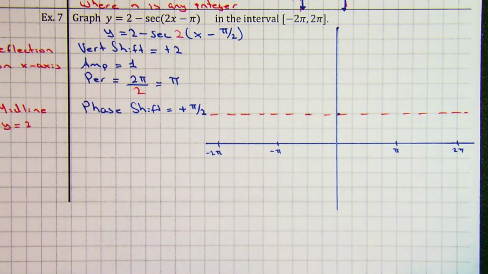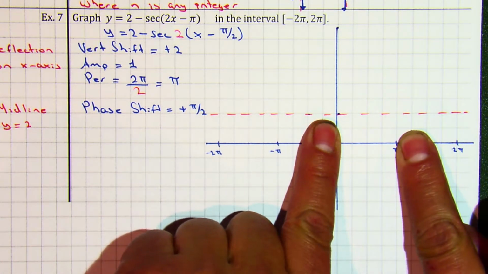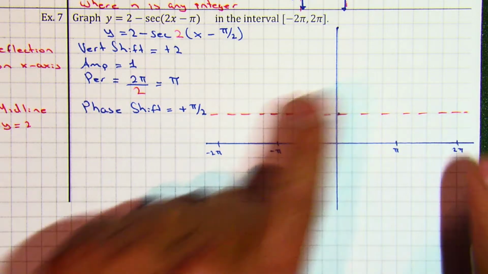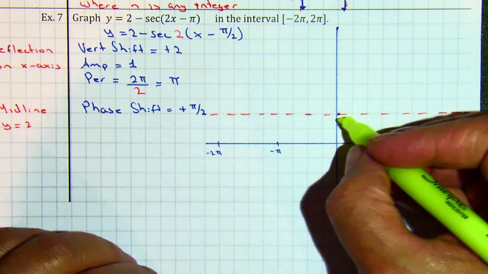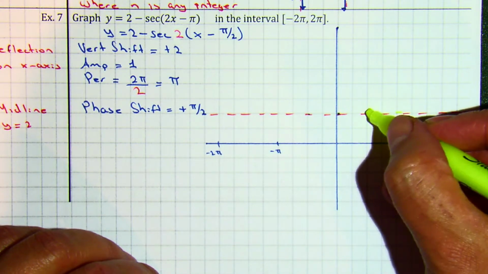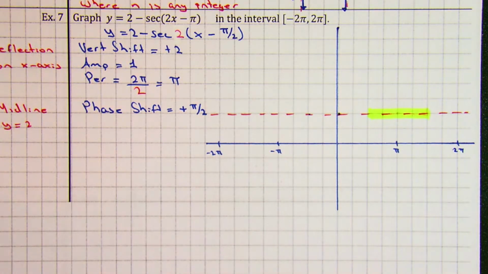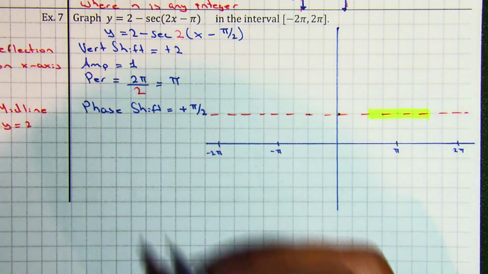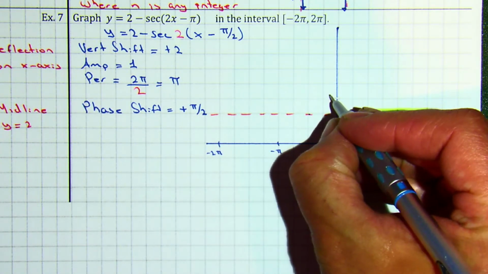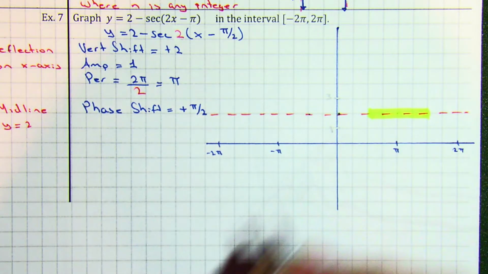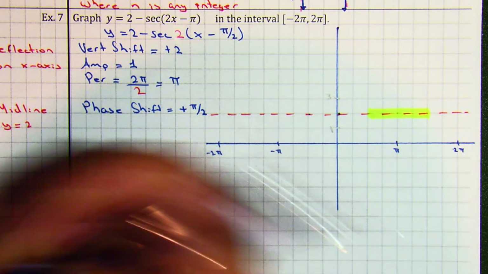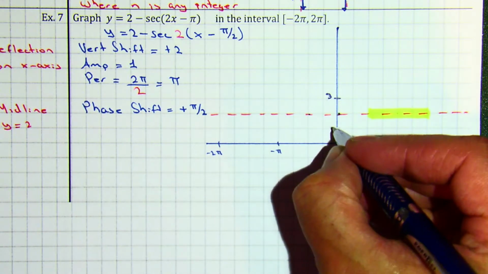Now, my period should be from 0 to pi, but I'm going to shift it to the right half a pi, which is 2 squares. So therefore, it's not being from here to here, it'll be from here to here. Still 4 squares, still pi, but I shifted it to the right 2 squares. And now I can go ahead and sketch it. Let's say my amplitude is 1, so I'm going to go all the way up to 3, all the way down to 1. So I'm going to go up to 3 and to 1.